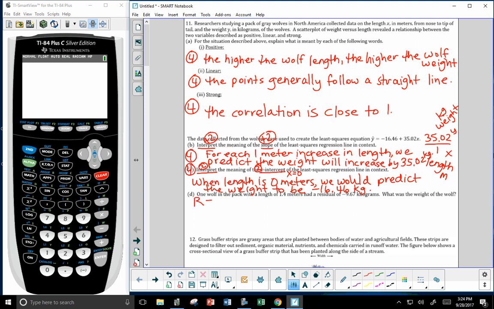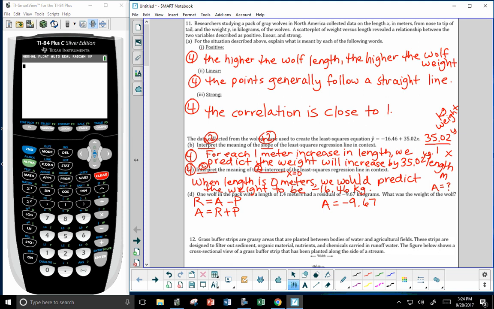So in my opinion, it might make more sense on this to rewrite this as actual is equal to the residual plus the predicted. So we have actual is what we're solving for. Residual is negative 9.67, and we need to find the predicted. In order to find the predicted, we're going to take the equation that they gave us up here for the line, and plug in 1.4 for the x. So we're going to do negative 16.46 plus 35.02 times the 1.4. Sorry if I said 14, I meant 1.4.